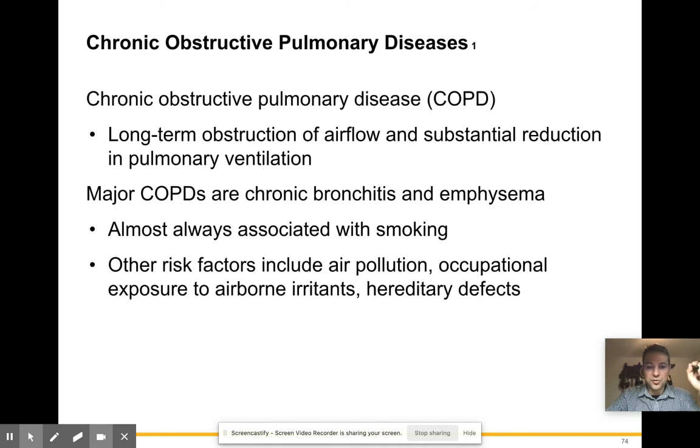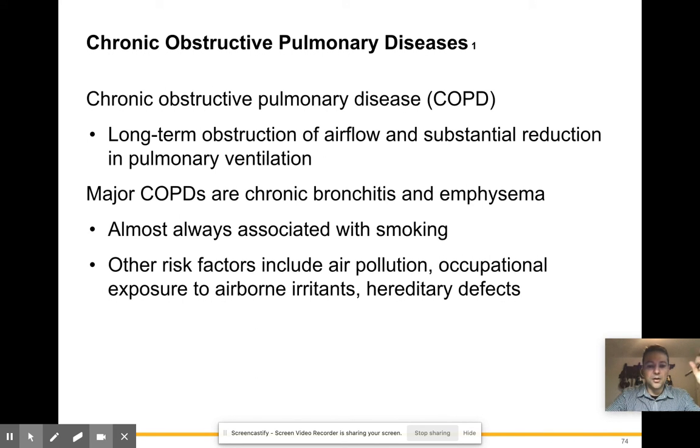It's long-term obstruction of airflow, and it substantially reduces the pulmonary ventilation. It substantially reduces the amount of air you can inhale or exhale. The major chronic obstructive pulmonary diseases are chronic bronchitis, which is the chronic or constant inflammation of the bronchi in the lungs, and emphysema.